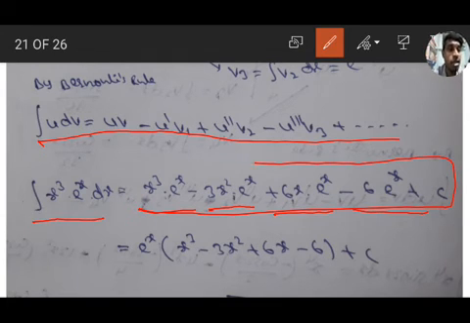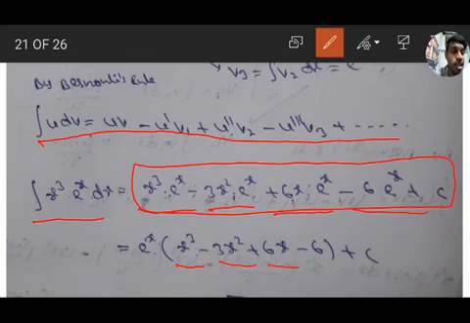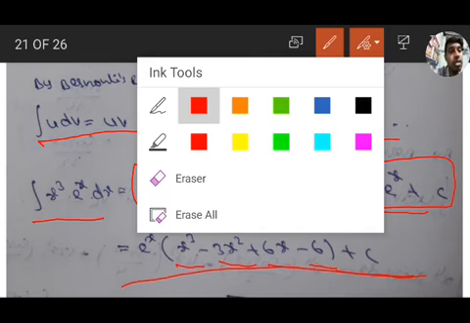So, here e to the power of x is common: x cube minus 3x square plus 6x minus 6 plus c. We get the answer. This is e to the power of x into x cube minus 3x square plus 6x minus 6 plus c. It is the answer.